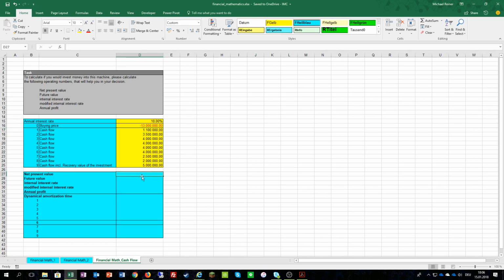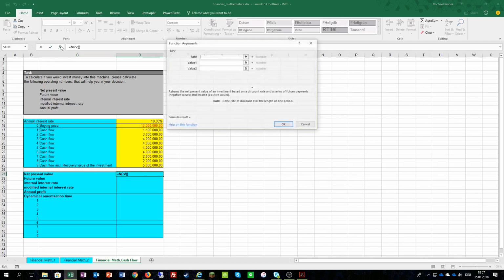And another thing we can calculate is the net present value. There are several ways of doing so. I'm a big fan of the NPV. That means the net present value of an investment based on a discount rate and a series of future payments. And if we do so, we provide the rate, which is the 10%, and we're now dealing with the payments, meaning the cash flows.